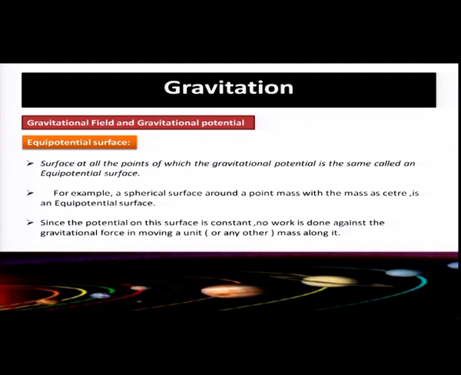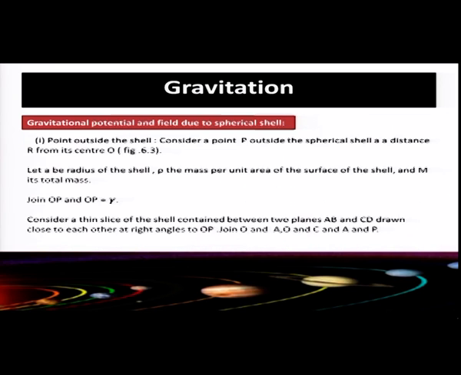For example, a spherical surface around a point mass, with the mass as the center, is also known as an equipotential surface. Since the potential on the surface is constant, no work is done against the gravitational force in moving a unit mass along it. Next, we will discuss the gravitational potential and field due to a spherical shell.